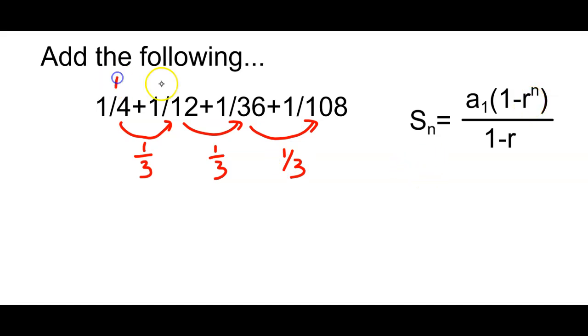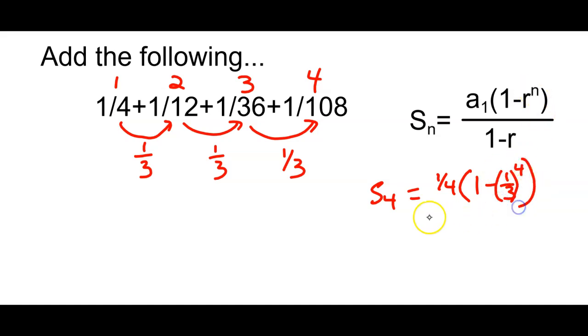So our common ratio here is 1/3. How many numbers do we have? We got 1, 2, 3, 4 numbers. So I want to add up the first 4 numbers in this sequence. So our first term is 1/4. Our common ratio is 1/3. And we're going to take that to the 4th power. We're putting it all over 1 minus 1/3.